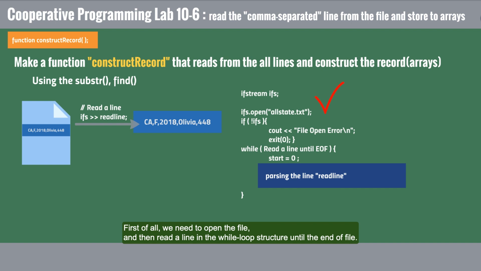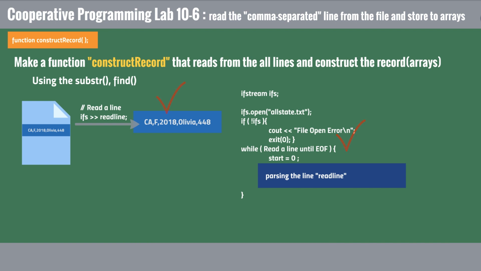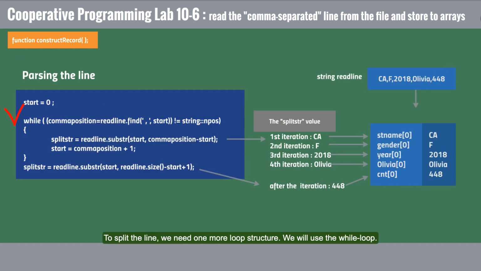First of all, we need to open the file and then read a line in the while loop structure until the end of the file. After we read one line, it's time to split the line into five fields. Let's take a look at details for the parsing in the next slide. To split the line, we need one more loop structure. We will use the while loop.